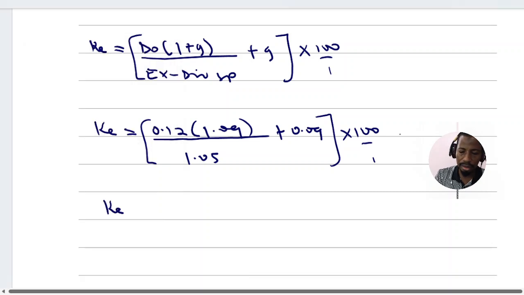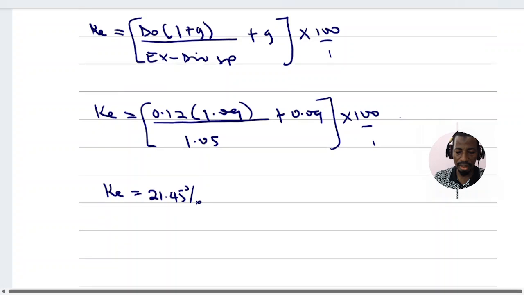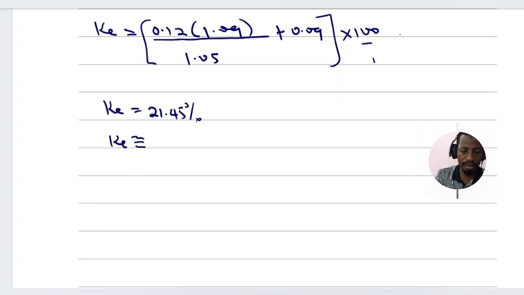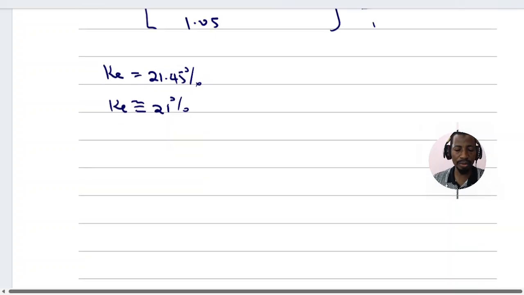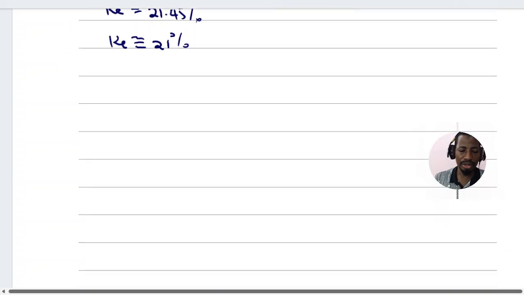KE is equal to 21.45%. Approximately, it is 21%. KE is approximately 21%. So now that we have computed cost of equity, we need to calculate cost of preference share.